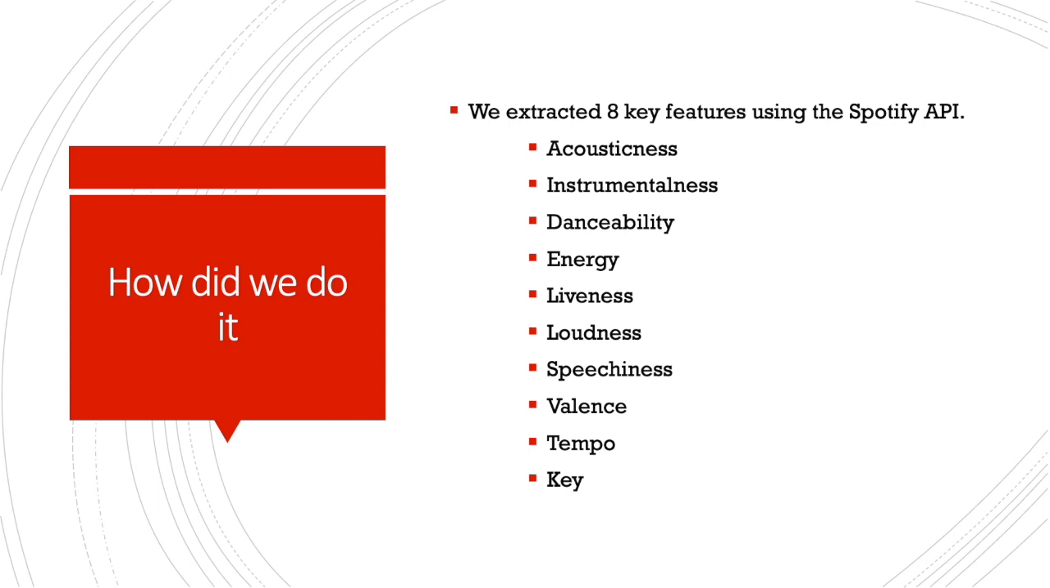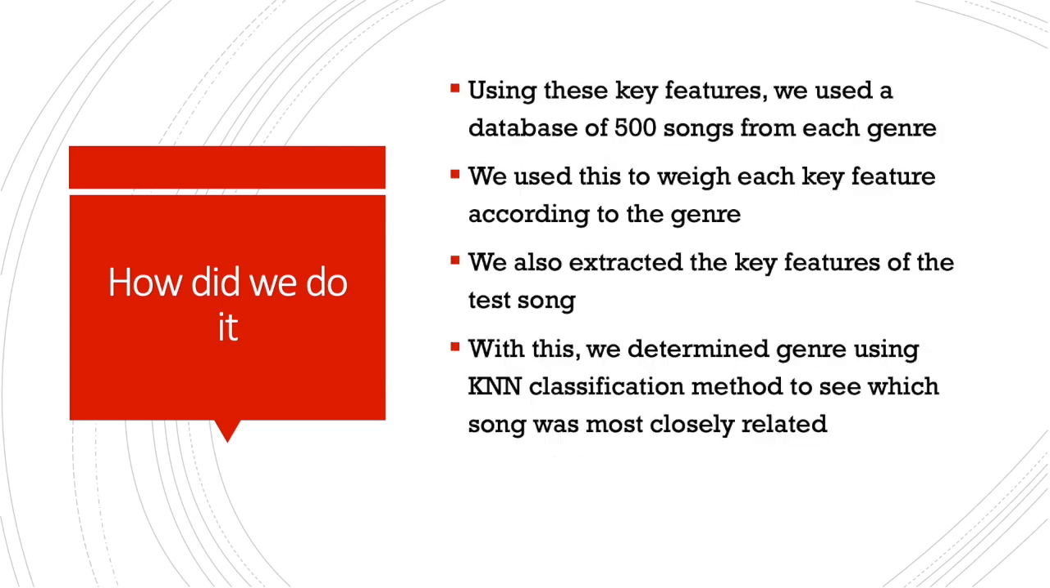Using the Spotify API, we extracted 8 key features to improve our algorithm and help us classify these songs better. Using these key features, we used a database of 500 songs from each genre. We used this to weigh each of our key features according to the genre. We also extracted the key features of the genre.